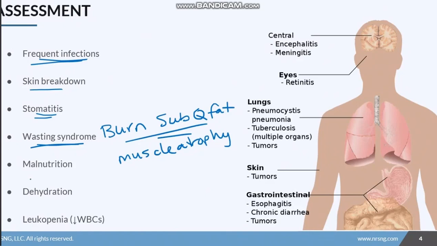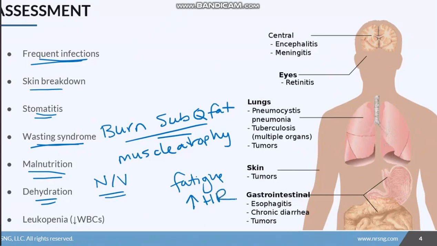They'll have a really poor appetite. They'll have some nausea, vomiting. So we're going to see malnutrition. We're going to see dehydration because of that nausea and vomiting. And then they're going to be weak. They're going to be fatigued. They may even have an increased heart rate. So all of these things, they just really are going to feel awful.